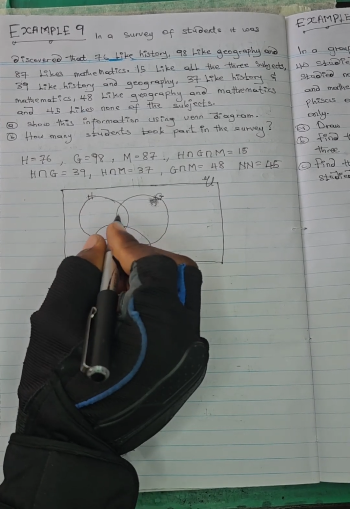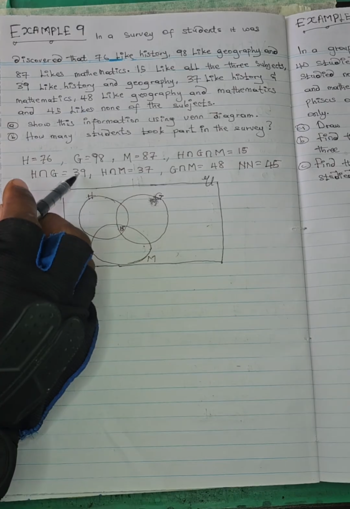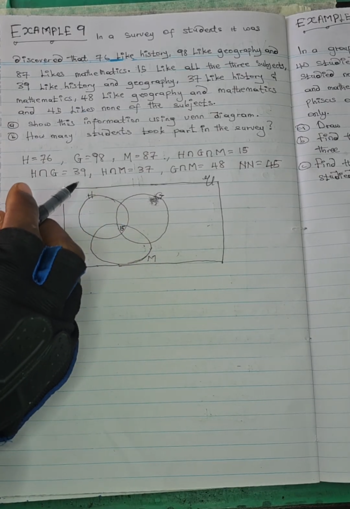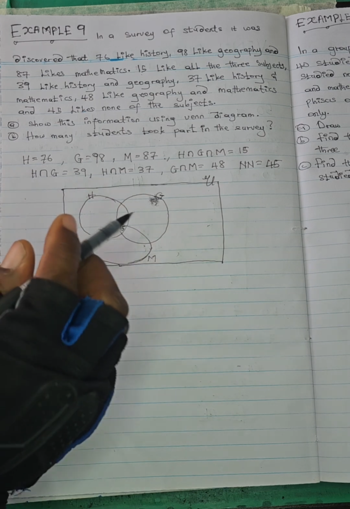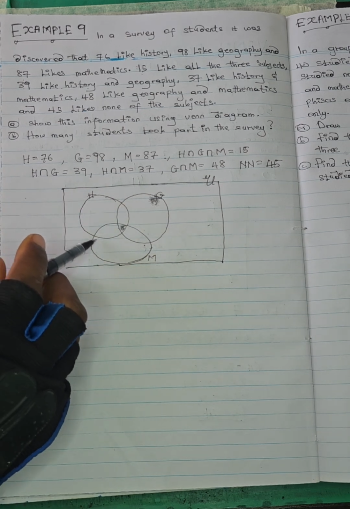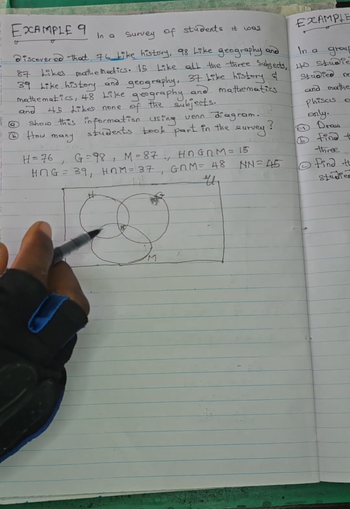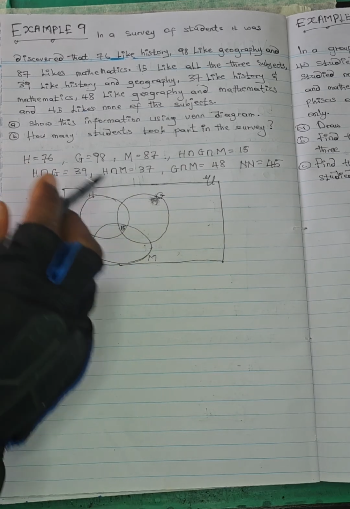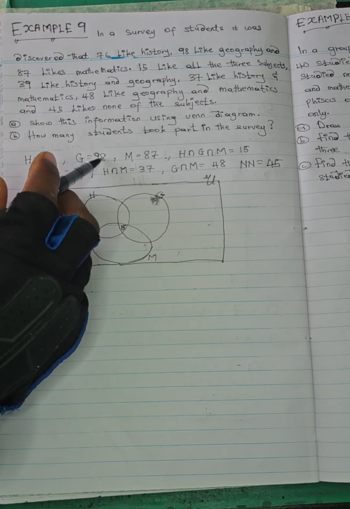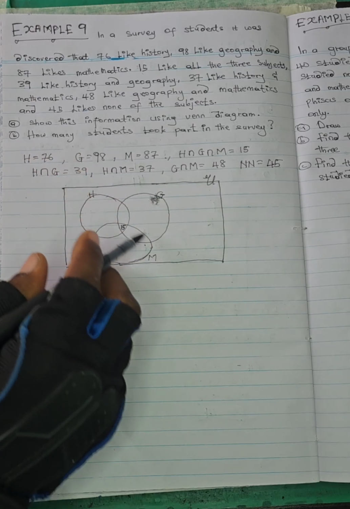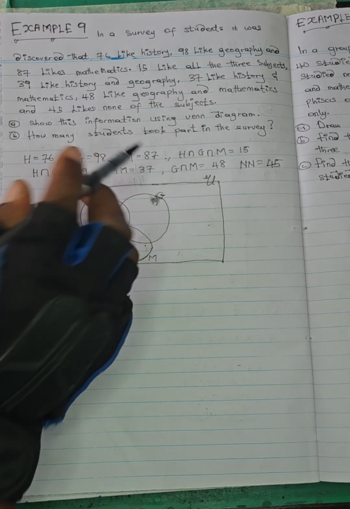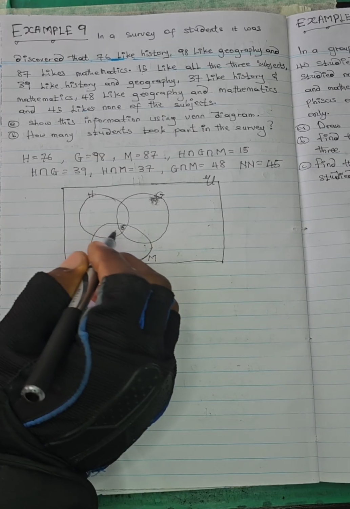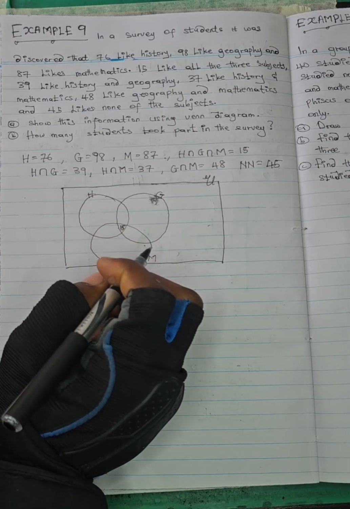Because when you write 39 here, you are forgetting that inside this 39, you also have the 15 that did the 3 subjects. Remember what I told you: this circle of history must not be bigger than 76. The total figures there must not be more than 76. Same applies to geography: the total figure must not be bigger than 98. Same applies to mathematics: the total figure must not be bigger than 87. Have that in mind. Why we usually start from the intersection of all the points is so that we don't mix these things up.